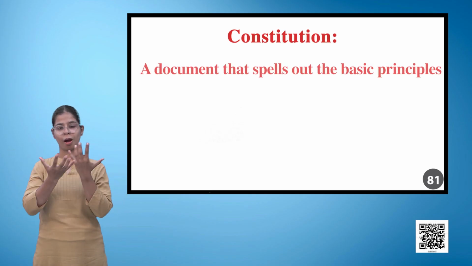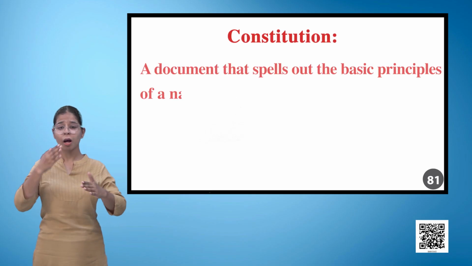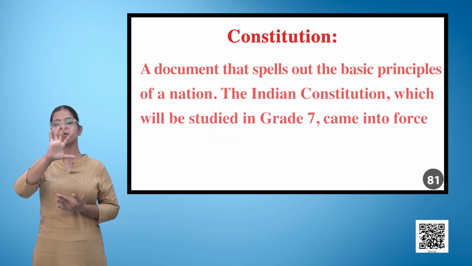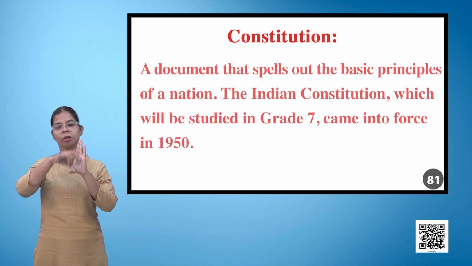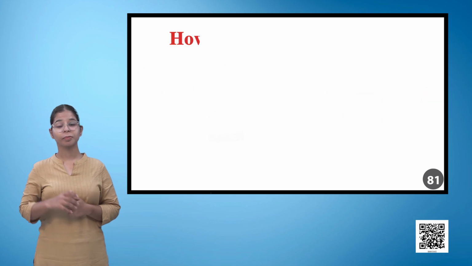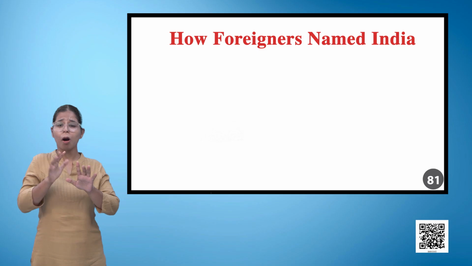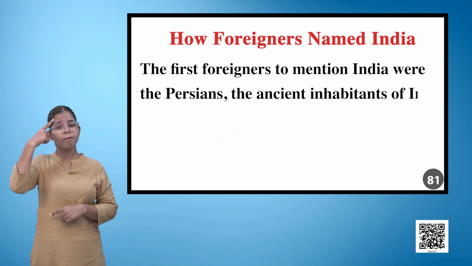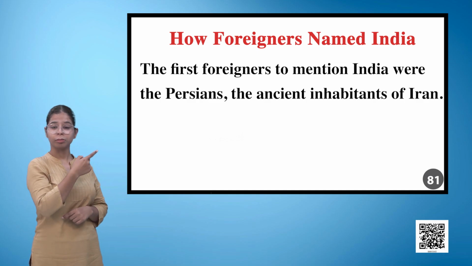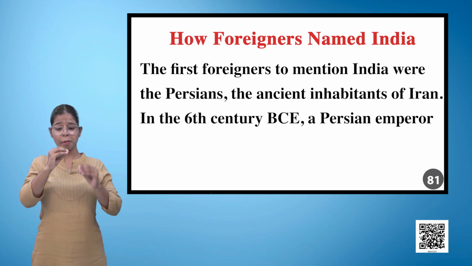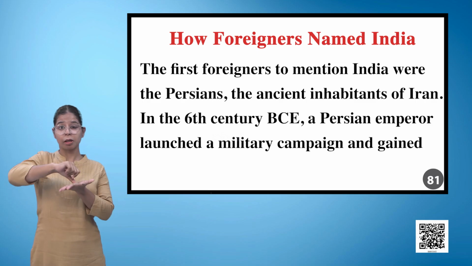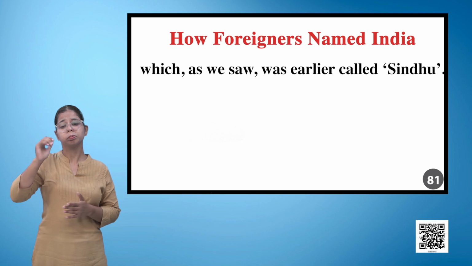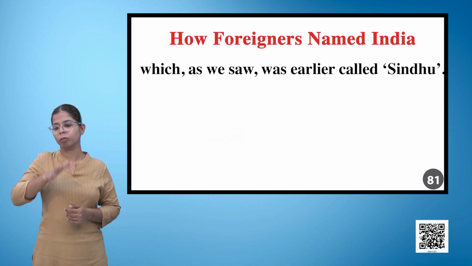Constitution is a document that spells out the basic principles and laws of a nation. The Indian Constitution, which will be studied in grade 7, came into force in 1950. How foreigners named India. The first foreigners to mention India were the Persians, the ancient inhabitants of Iran. In the 6th century BCE, a Persian emperor launched a military campaign and gained control of the region of the Indus River, which as we saw, was earlier called Sindhu.